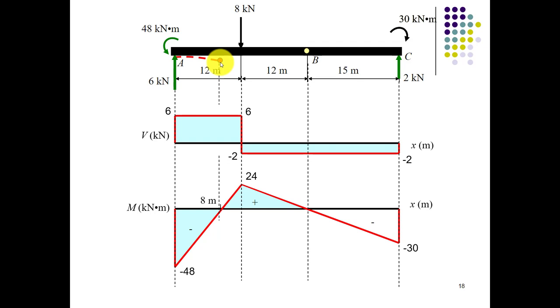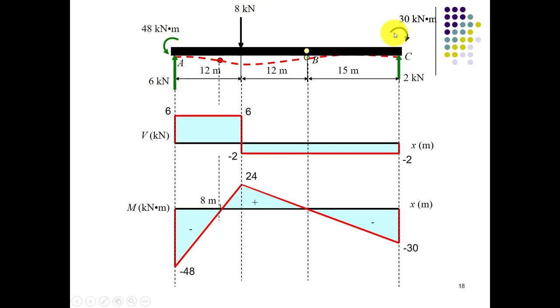there are contraflexure points at around L by 3 of the length. So you must avoid lapping the steel bars at the contraflexure points. The bending diagram would be like this because of the point load and because of these moments.